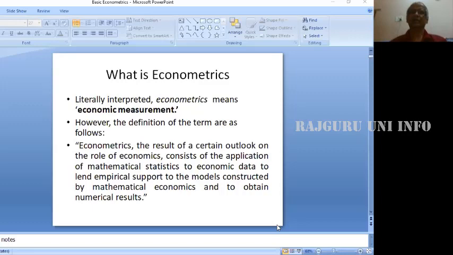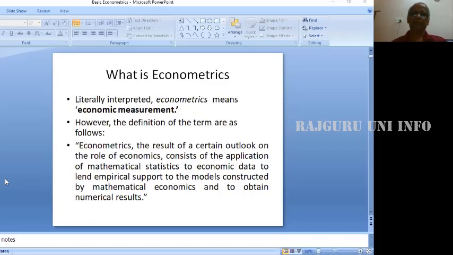A bank which accepts more fixed deposits will charge more compared to a bank which has more current funds and SB account balances. Similarly, a profitable bank lends at a lower rate, hypothetically, compared to a bank which incurs losses. So models are constructed by mathematical economics to obtain numerical results. Econometrics is a process of testing the economic theory with the help of mathematical statistics.